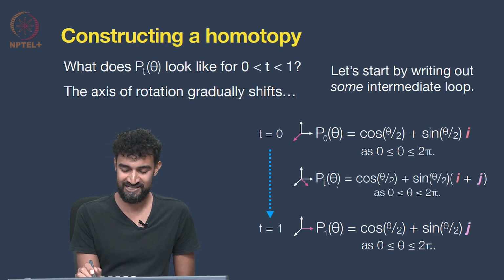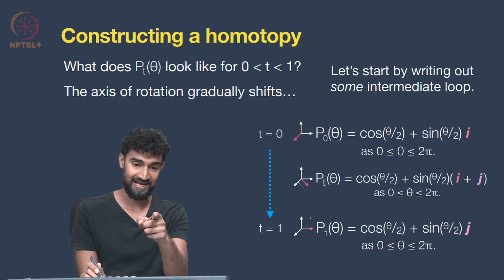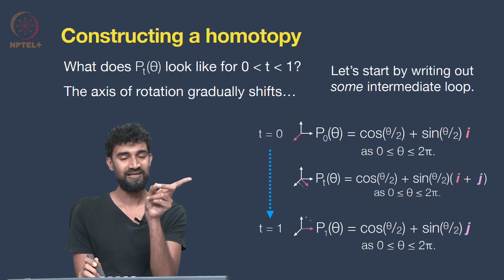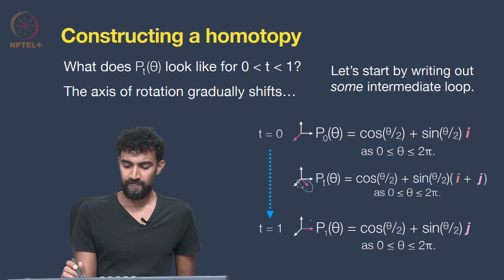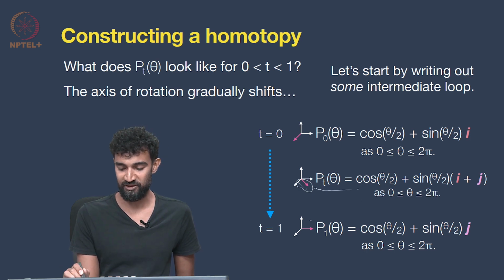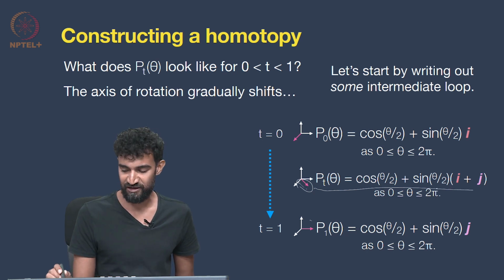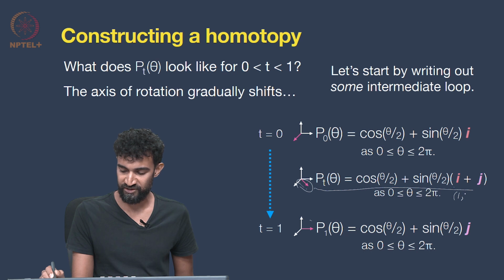So here's pt of theta, where it's about some intermediate axis. And I've just chosen an axis that's halfway between the x-axis and the y-axis. Namely, it's the axis x equals y. That's what I've drawn here. And here's my attempt to write out pt, the formula for that. I'm writing cosine of theta over 2 plus sine of theta over 2 times i plus j. I'm trying to give the axis 1, 1, 0.